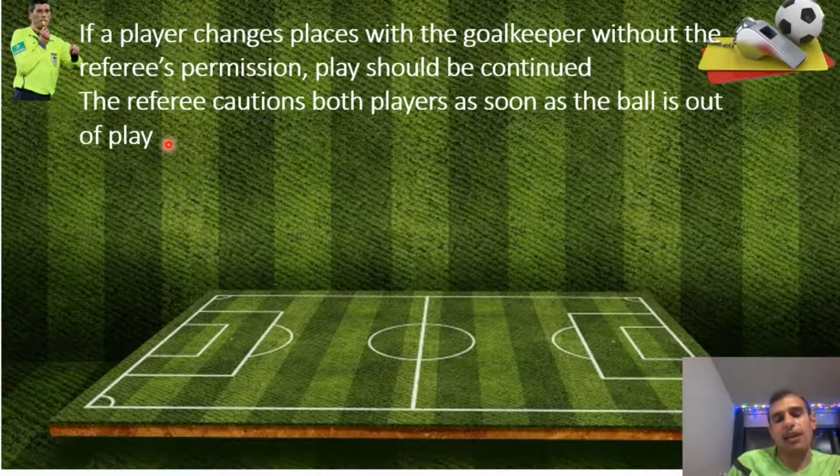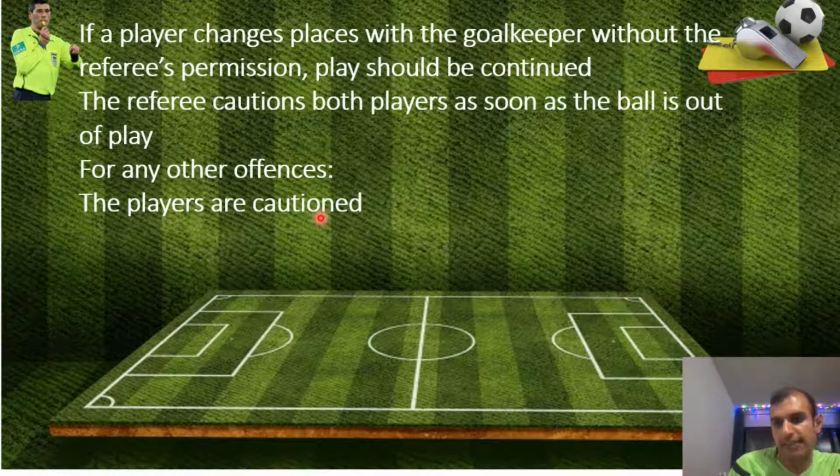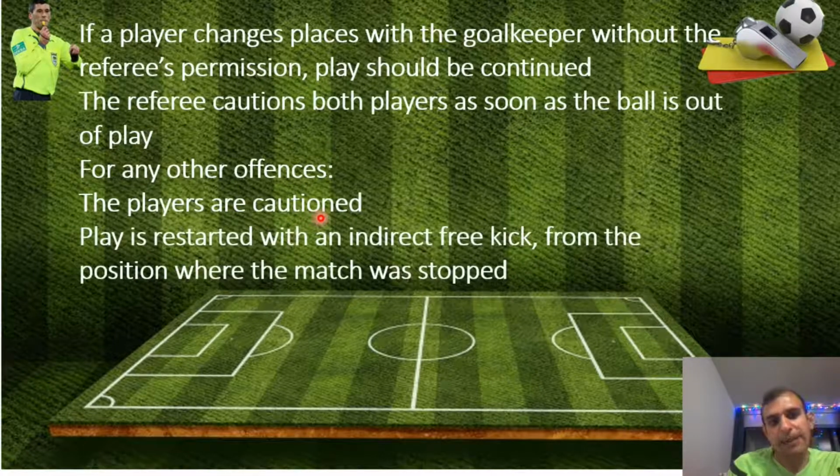Player and goalkeeper can change in half time or before extra time or before a penalty kick. And it's not a problem. And there is no caution if they change in these 3 times. For any other offences, the players are cautioned. Player will get a yellow card, and play is restarted with an indirect free kick from the position where the match was stopped.